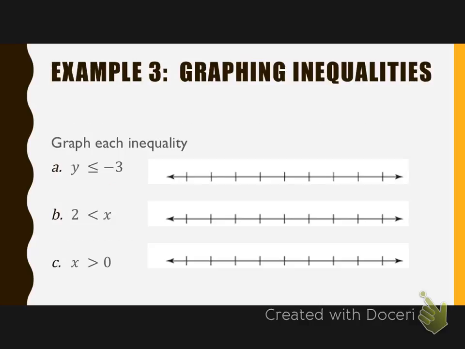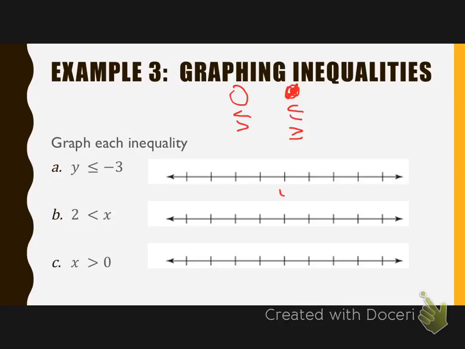Graph each inequality. Okay, first you're going to be looking at this. Y is less than or equal to negative 3. So you need to look at this. Are we going to use an open circle or a closed circle? Well, it's going to be a closed circle, because remember, open is for greater than or less than, and closed circle has the line underneath it, greater than or equal to or less than or equal to. Okay, so this is going to be a solid circle at negative 3.